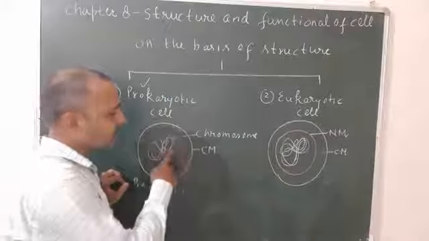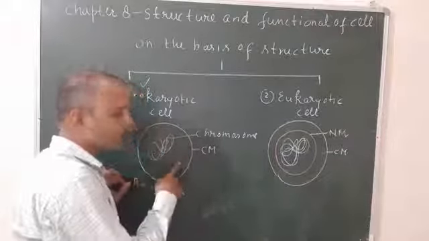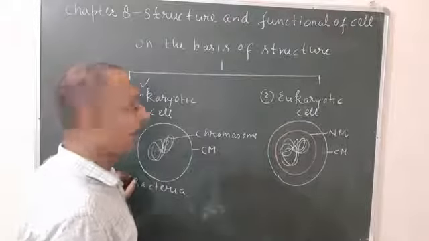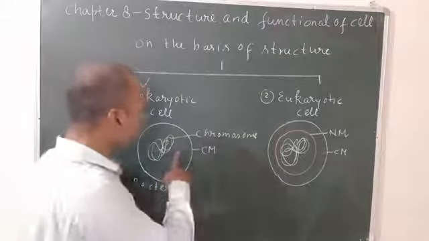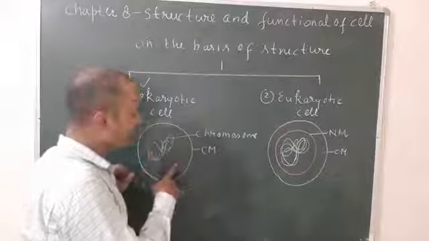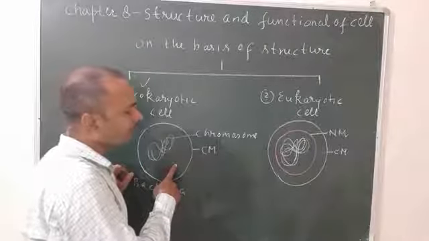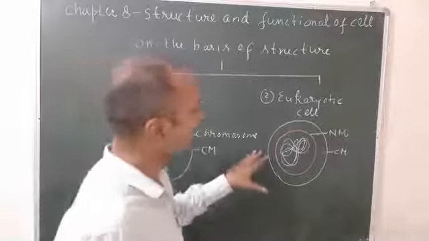You can see this is a chromosome and this chromosome does not have a nuclear membrane, and such type of cell is found in bacteria and blue-green algae. The cell in which the nuclear membrane is not well organized, or the chromosome is not surrounded by a nuclear membrane, is known as prokaryotic cell. Come to the next, eukaryotic cell.